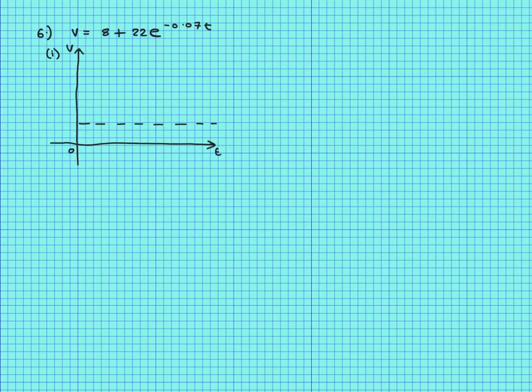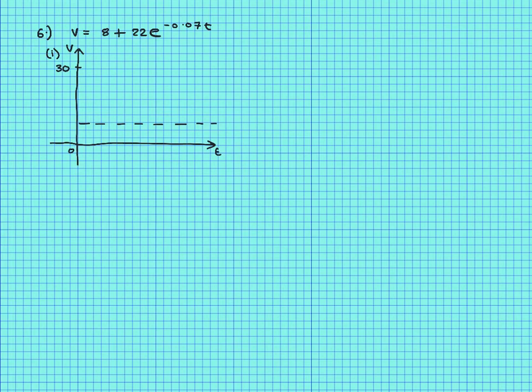So question 6, we are given the formula v equals 8 plus 22e to the negative 0.07t. So this is a formula that tells us velocity or speed of a parachutist after they've jumped out of an aircraft versus time t. Now the first thing we have to do is sketch the graph. So if t is equal to 0, you can very quickly work out that v is equal to 30. So we can plot a y-intercept.